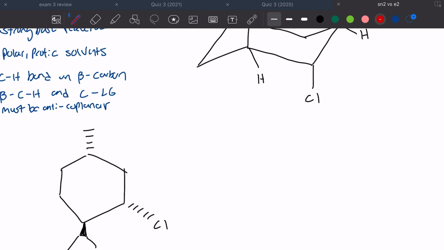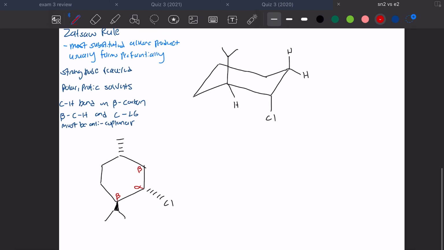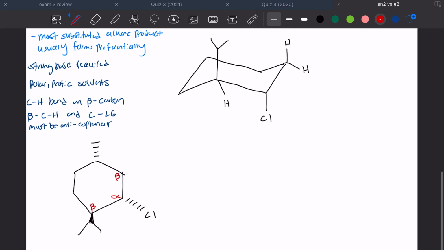This is going to be our alpha carbon because it's directly associated to the leaving group. So the next carbon over is going to be your betas. Either way, it doesn't really matter which carbon it is. There's multiple beta carbons in this case. But now it says that the beta carbon hydrogen and the carbon leaving group must be anti-coplanar. So what does that really mean? So really to determine this, you can draw a chair conformation up here.